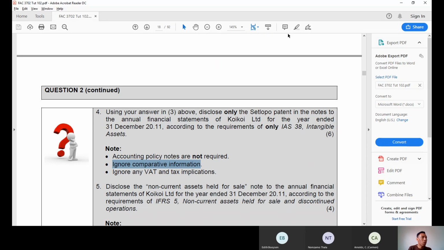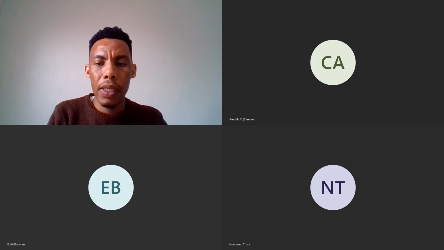Okay. So I'm going to share my template with you quickly. Okay, my template. Here's the template.